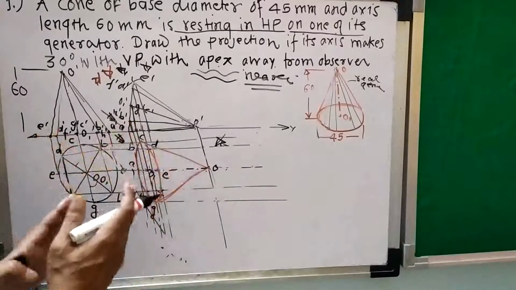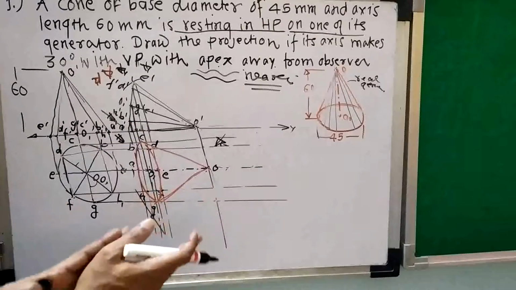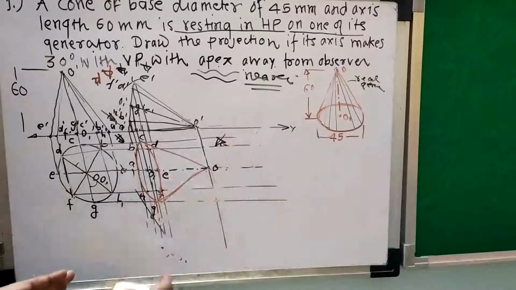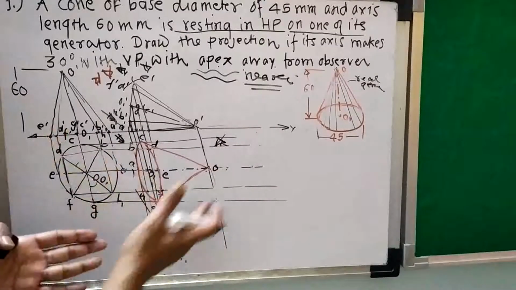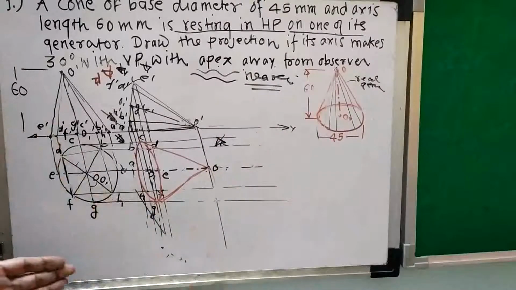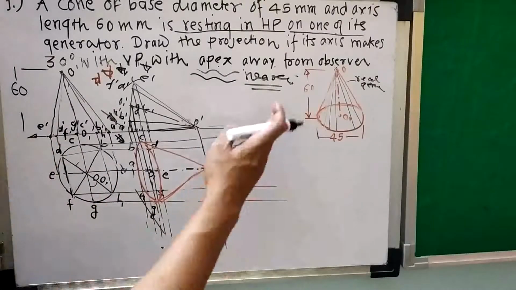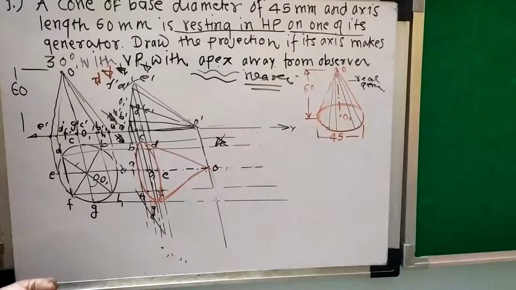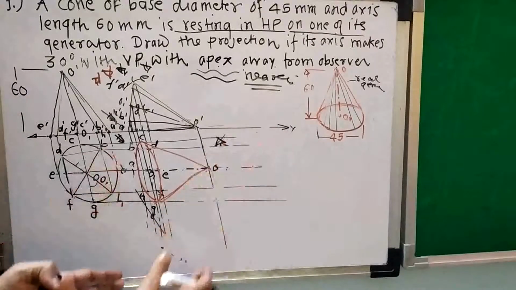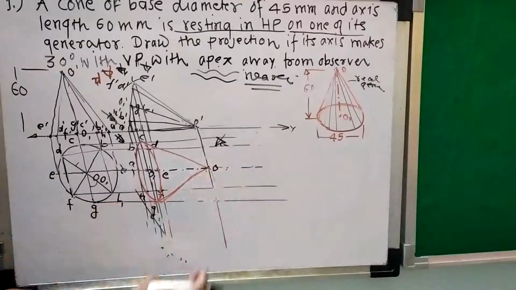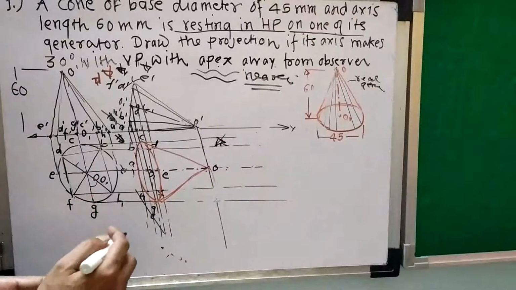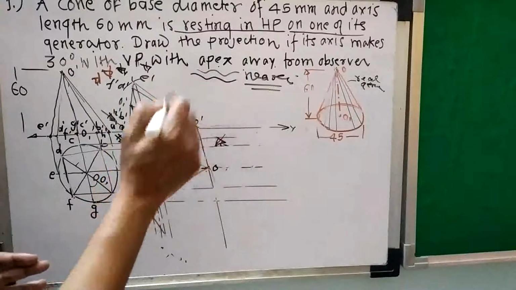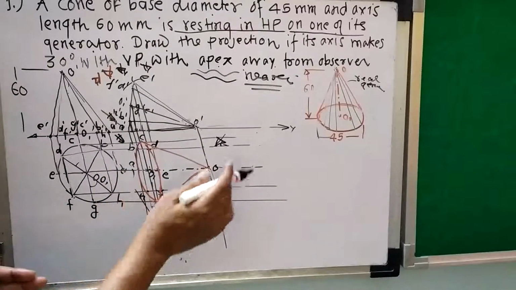So nearer and away, if the condition is given, then you have to take the inclination accordingly. Otherwise you can take the inclination either on the left hand side or the right hand side, depending on how the page space is available, if the condition is not given. But if the condition is given, then use that condition. Now I will use this condition.